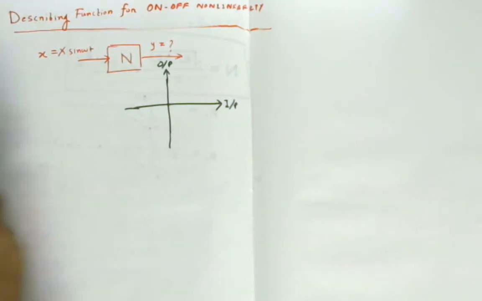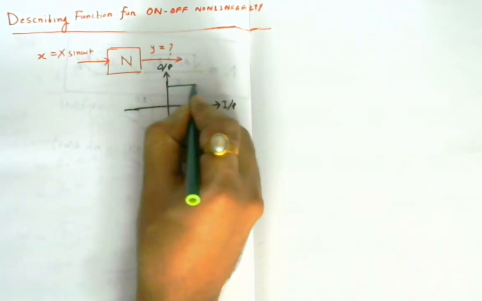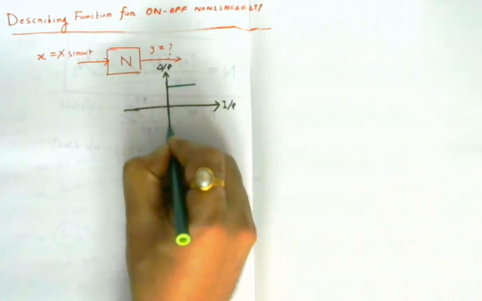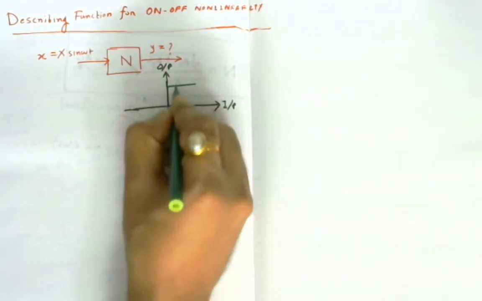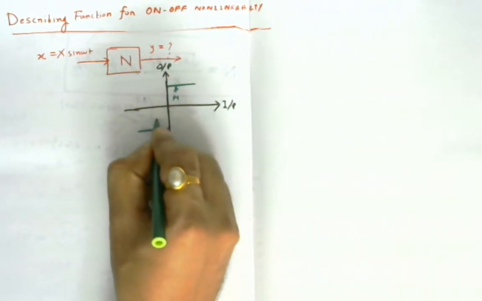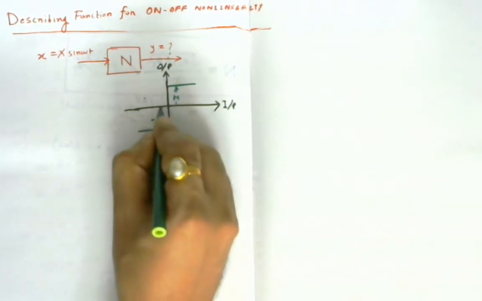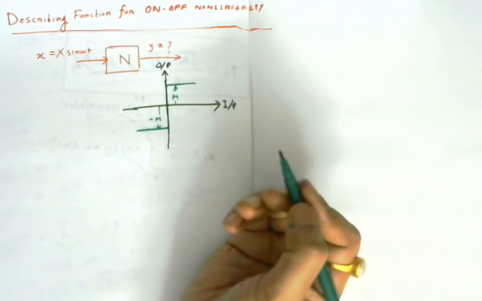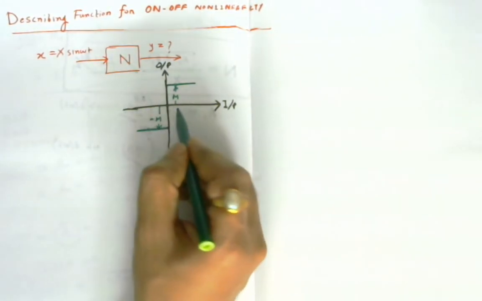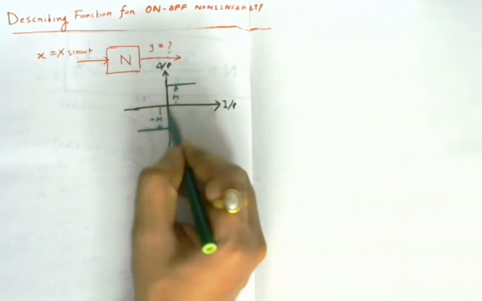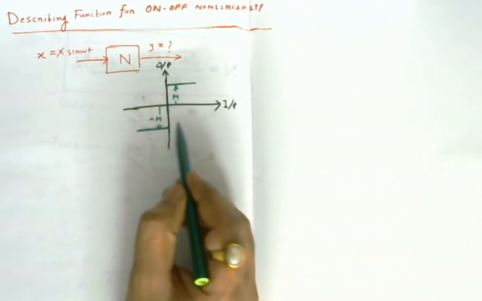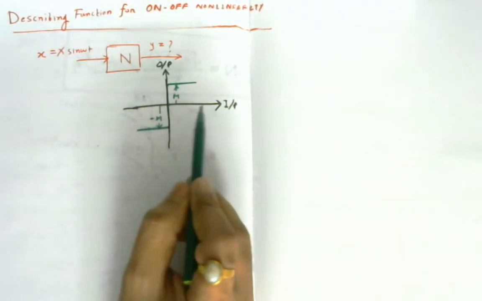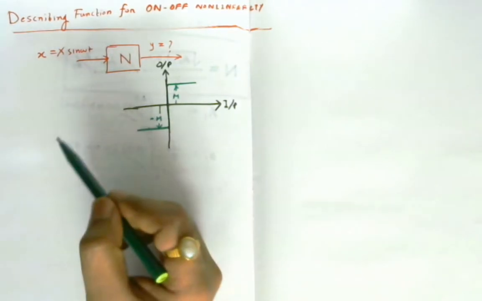What is the on-off nonlinearity? The on-off nonlinearity is this. This is the characteristic curve for the on-off nonlinearity. Say the on value is capital M, and for the negative case it is minus M. So that means when the input is just greater than 0, the output is M. When the input is just less than 0, the output is minus M. After drawing this characteristic curve, always remember I follow this before I draw the input and output waveforms.